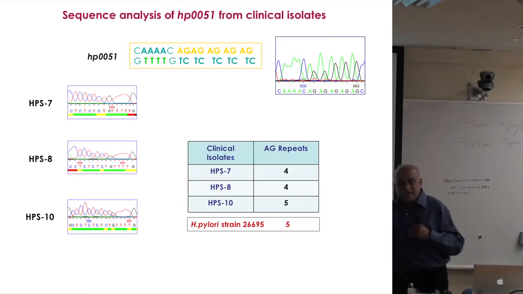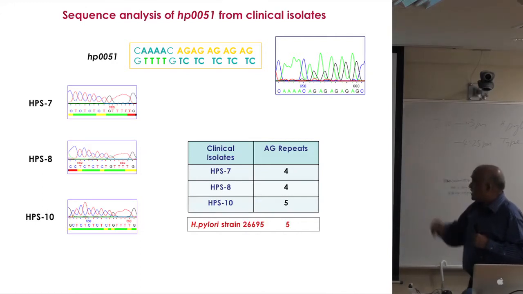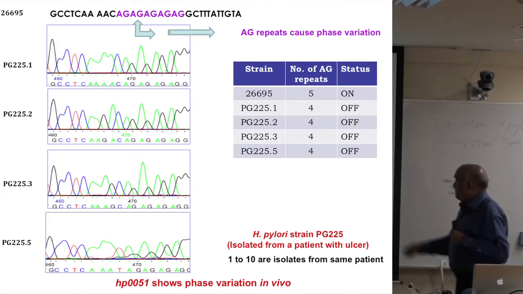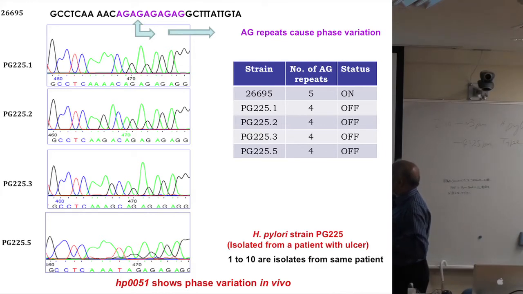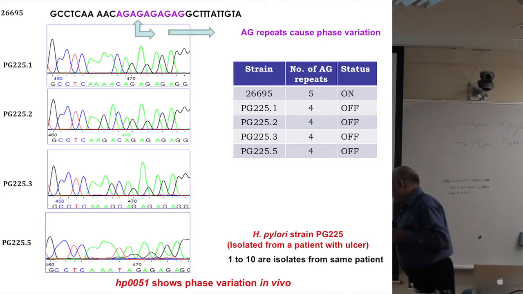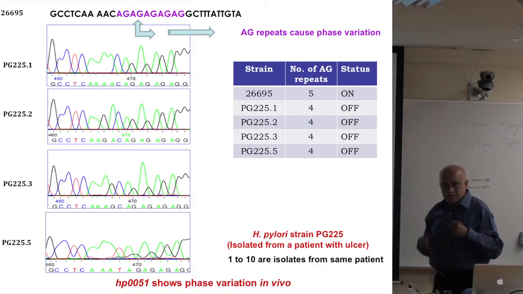So what we saw in E. coli was not very unusual, because in Helicobacter pylori itself you have these kinds of sequences that Ritesh found in the sequence analysis of the clinical isolates. For example, when you have 5 of them in this strain called 26695, it is on, whereas from one part of the duodenum compared to another part, you have many of them which are actually off, and others on. This is from a patient isolated with an ulcer, and the 1 to 10, a few of them are shown there from the same patient, show phase variation in H. pylori. So it is not unusual, what we saw in E. coli, that somehow this thing was happening.